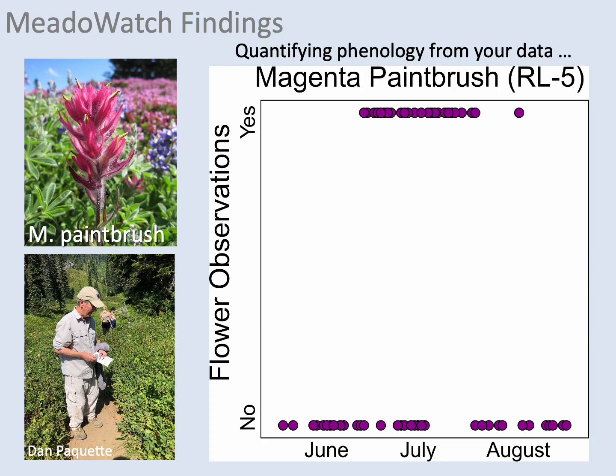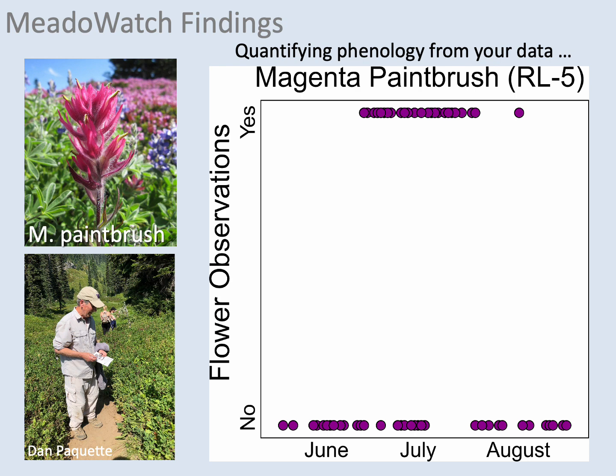So what kind of insights can we get from your data? First, let me show you what the data looks like. Here, I'm showing you flowering observations from magenta paintbrush collected in 2018 at plot 5 on the Reflection Lakes Trail.